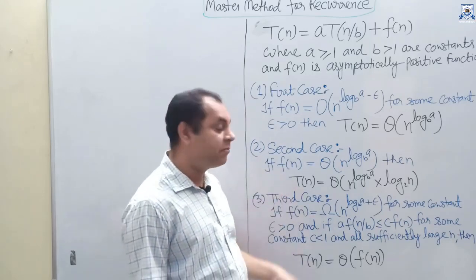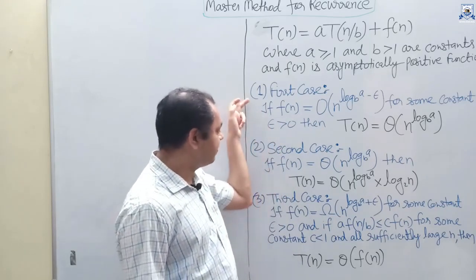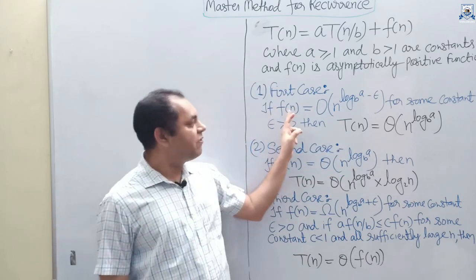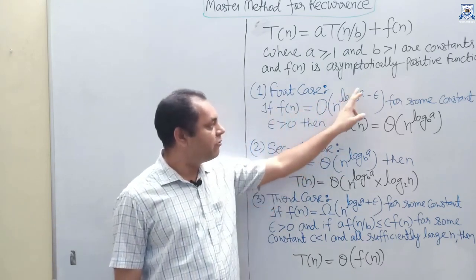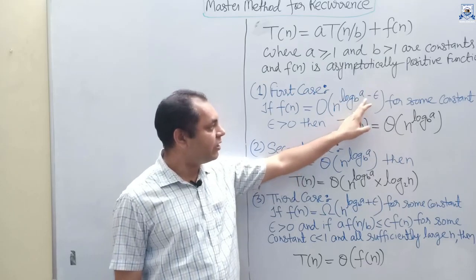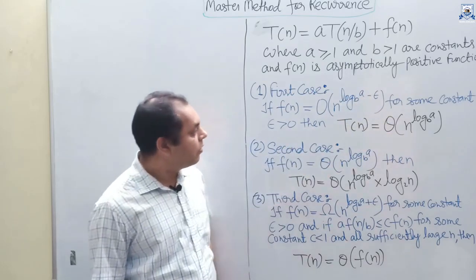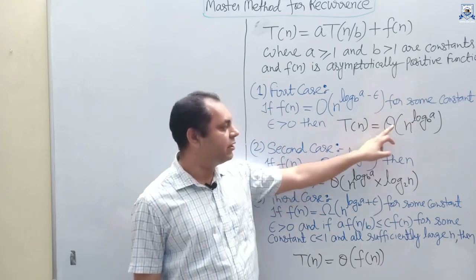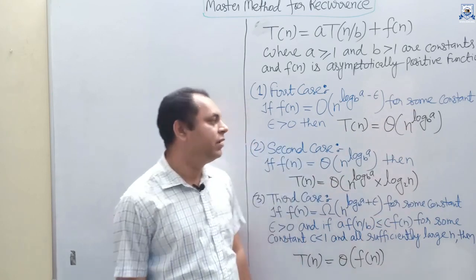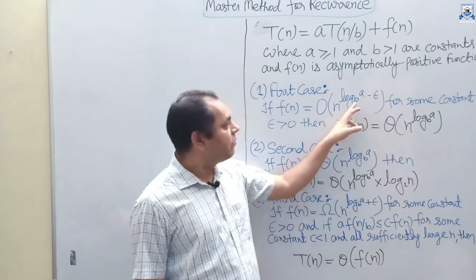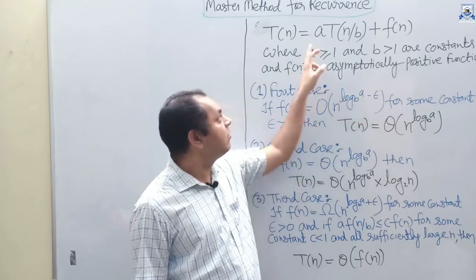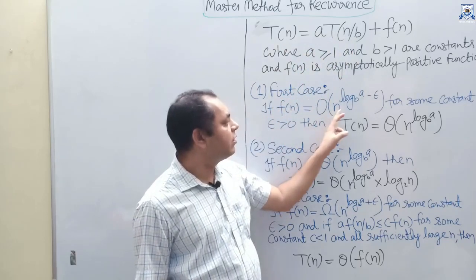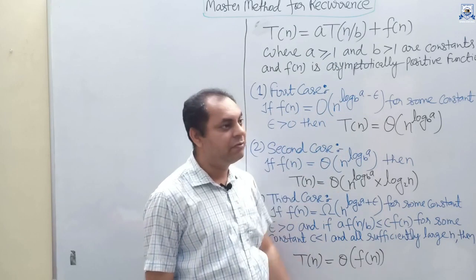For the application of the master method, there are three cases: first case, second case, and third case. As per the first case, if f(n) is big O of n to the power log a at base b minus epsilon, for some constant epsilon greater than 0, then T(n) is equal to theta of n to the power log a at base b. Now we have to find n to the power log a at base b. From the recurrence relation, you can find the value of a and the value of b, and then you have to calculate n to the power log a at base b.